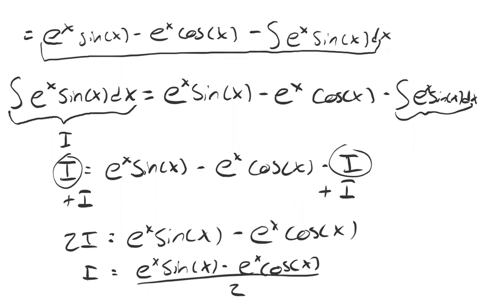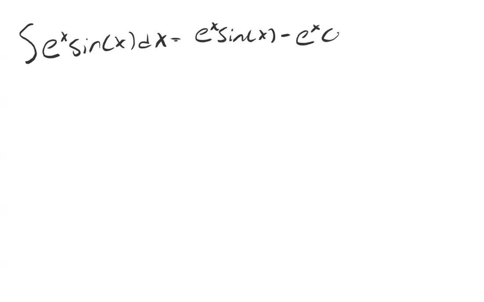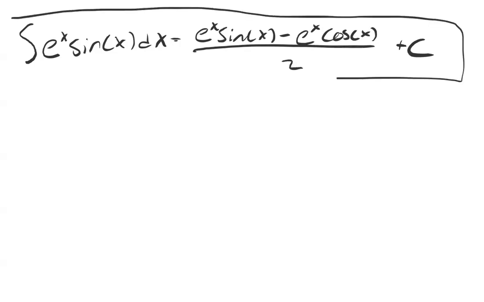And then, don't forget your integration constant here. We'll add it there. The reason being, if I replace I with the integral e to the x sine of x dx, this then is equal to e to the x sine of x minus e to the x cosine of x, divided by 2, plus my integration constant. And that is the solution to that problem.